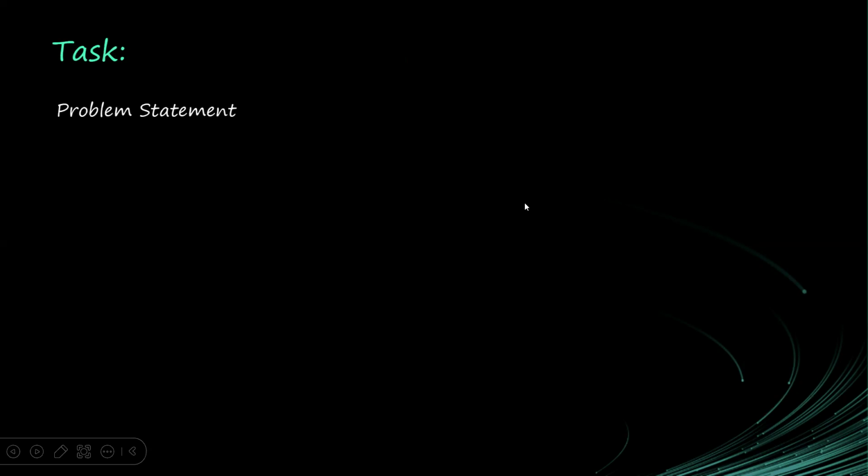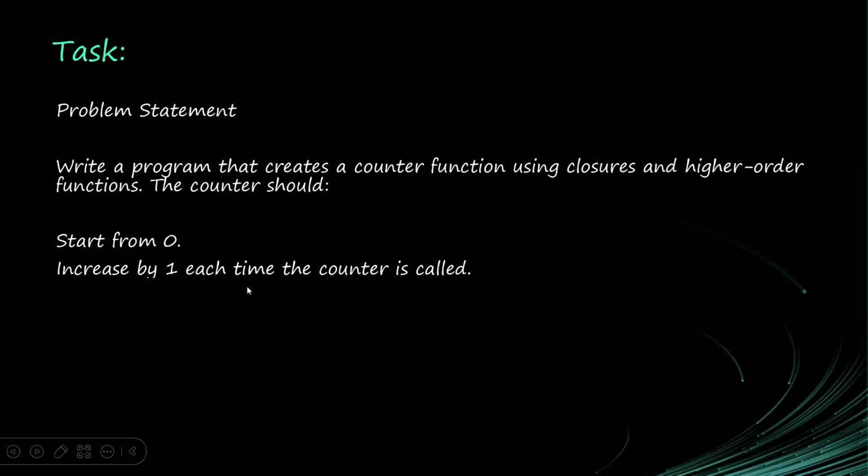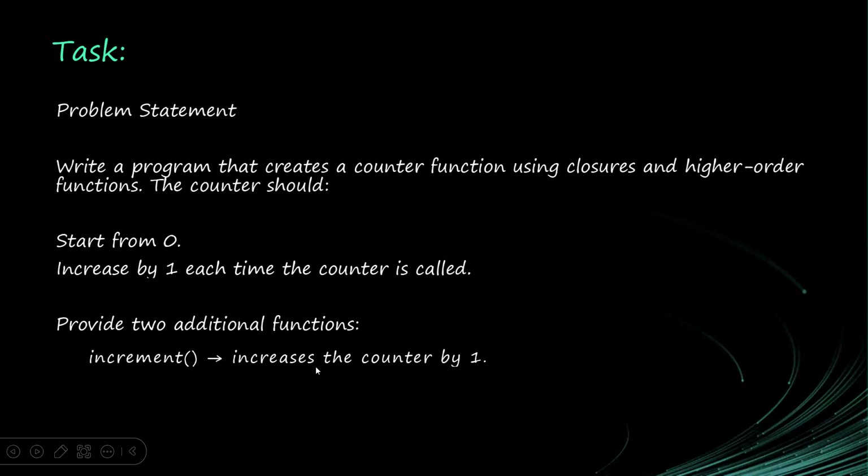So your task, the problem statement, is to write a program that creates a counter function using closures and higher order functions. The counter should start from 0, then increase by one each time the counter is called. Don't worry, you're going to learn how to do this. Basically, that's what we'll be doing in this class. You also provide two additional functions: one that increments the counter by 1, and another, decrement, that decreases the counter by 1.